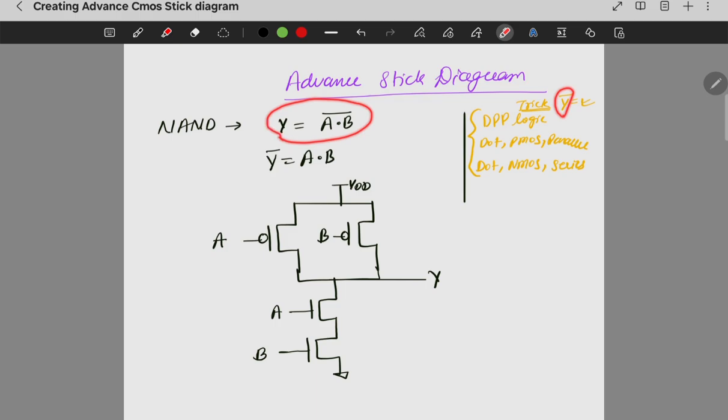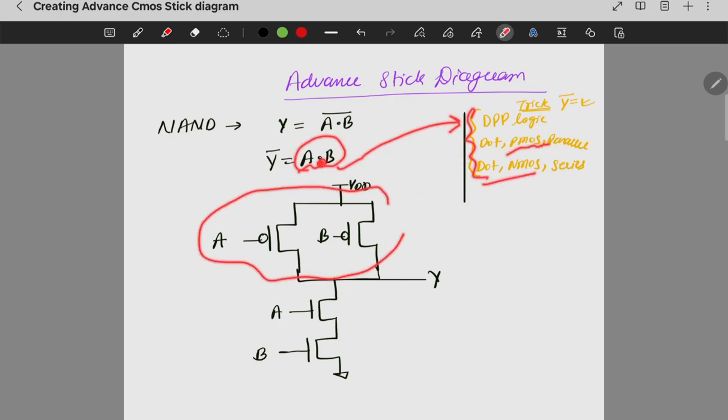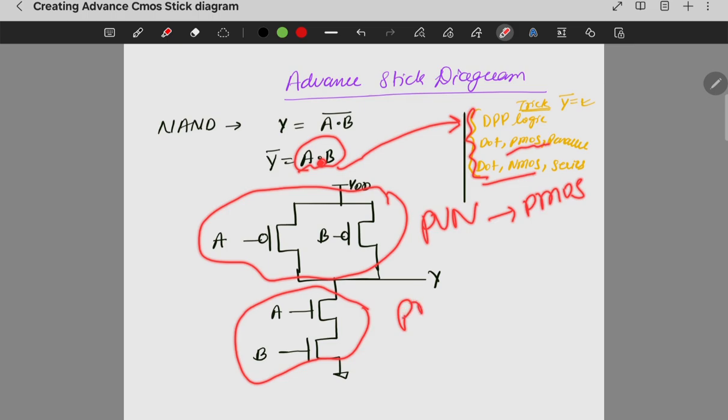So if my question is y equals a dot b bar, which is the equivalent of a NAND Boolean expression, so y bar would be a dot b. Now this should be implemented with this concept of DPP logic. As you can see, there is a dot, and I have to construct the PMOS. In the CMOS, the upper network is the pull-up network, constructed with PMOS, and the lower one is the pull-down network, constructed with NMOS. So when I go for NMOS, this parallel will change into series.